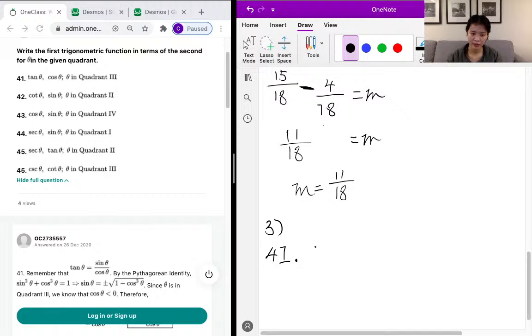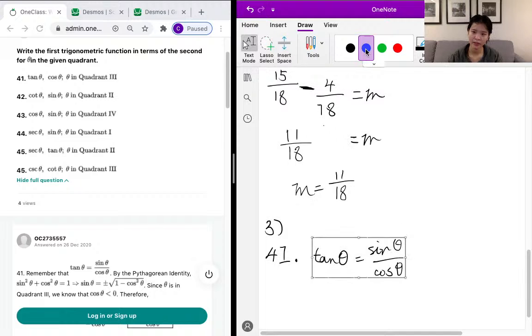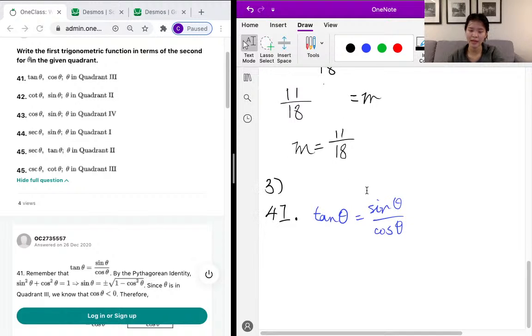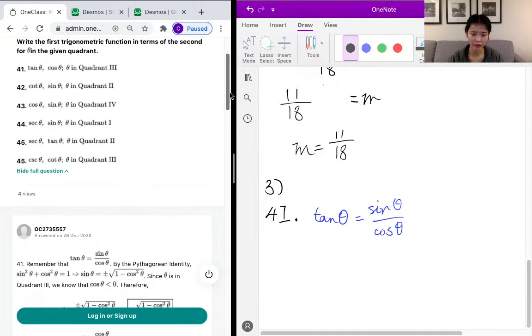Okay, so the first thing to note is that tan of theta is equal to sine of theta over cos of theta. This is the first identity or prior knowledge that you have to know. Let's just write it in blue. I write our solution in black. So this is the first piece of information that you have to know.